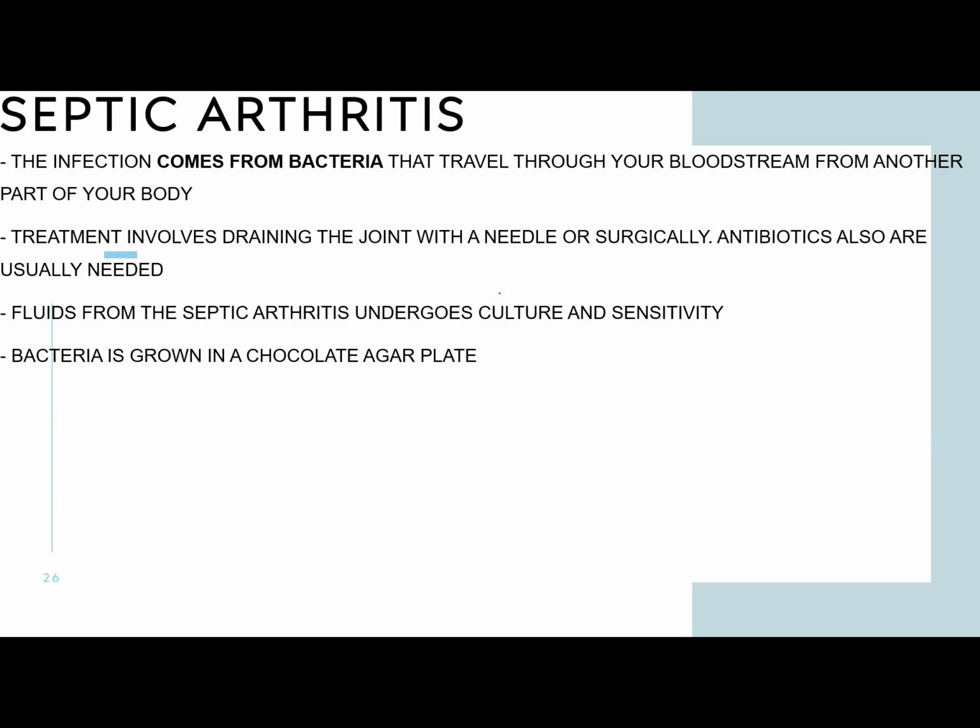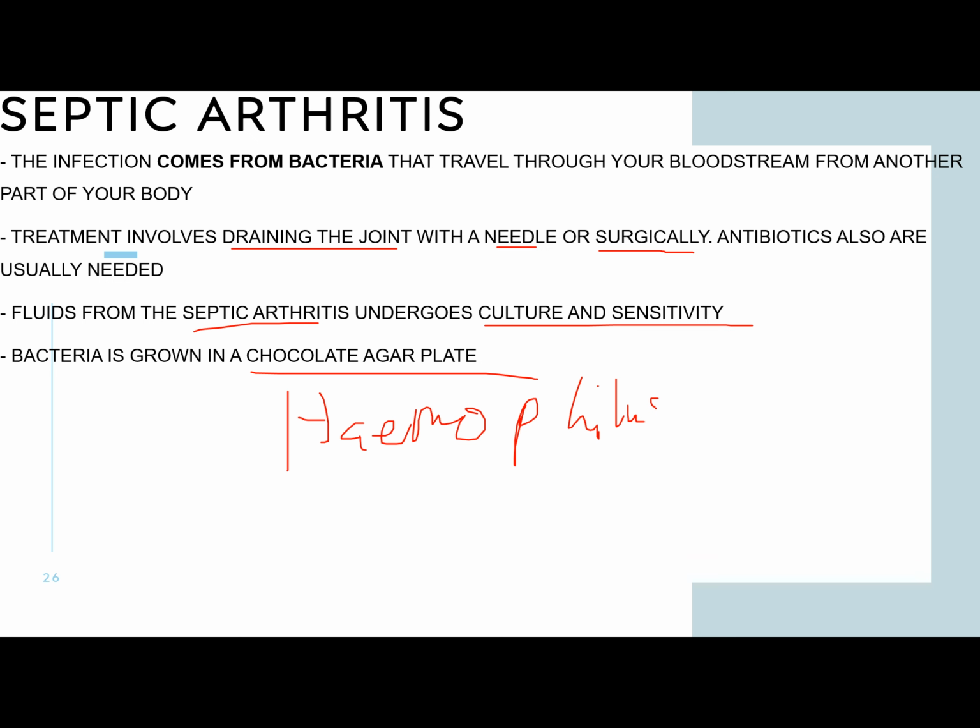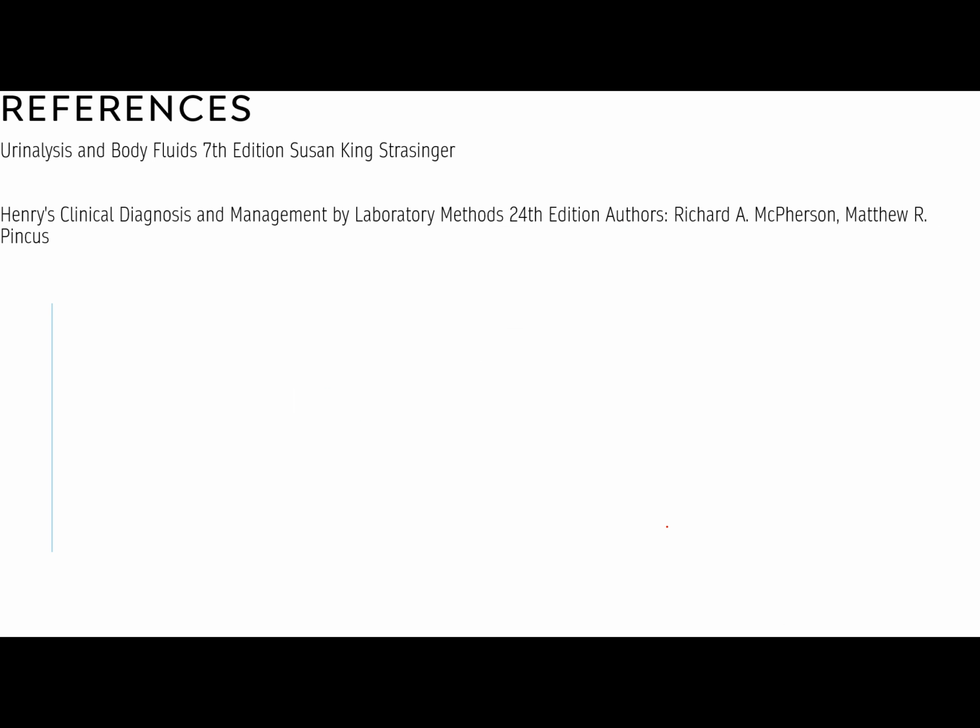Then we have your septic arthritis. The infection comes from bacteria, travels through the bloodstream, and enters another part of your body. Treatment involves draining of the joint with a needle or surgically. Antibiotics could also be used. So fluid from the septic arthritis undergoes culture and sensitivity. Bacteria is grown in chocolate agar to detect Haemophilus and your Neisseria. So do remember those two bacteria for gout.